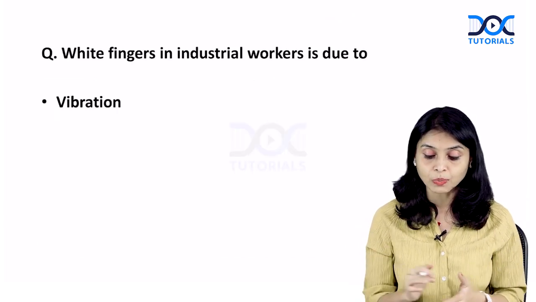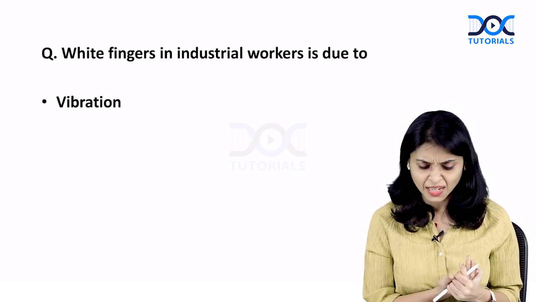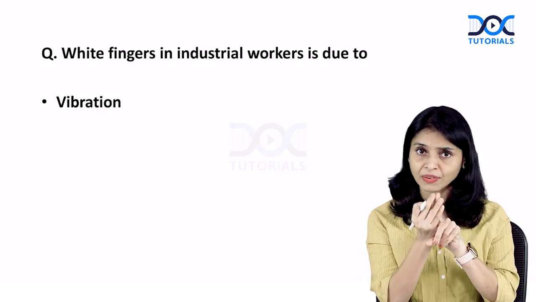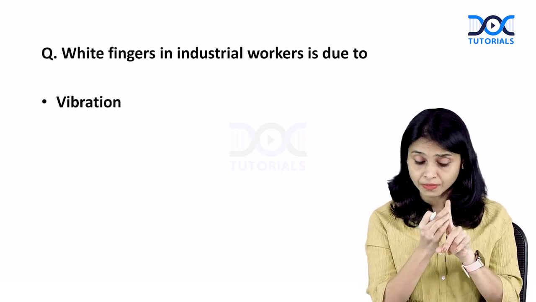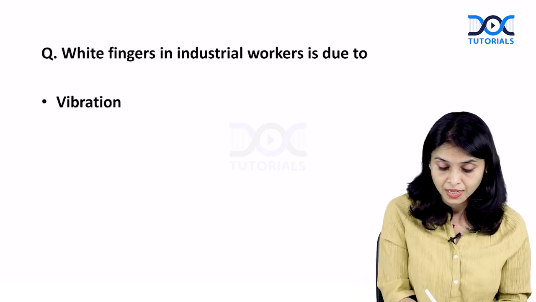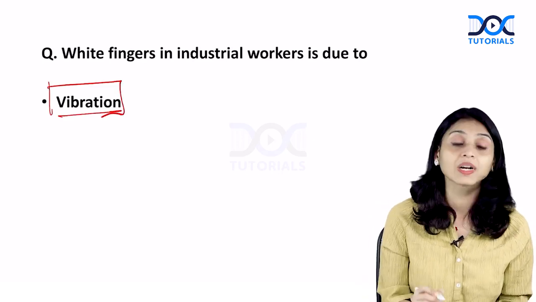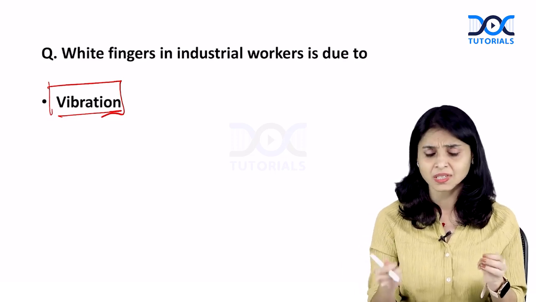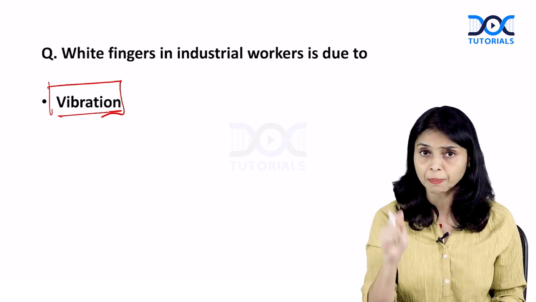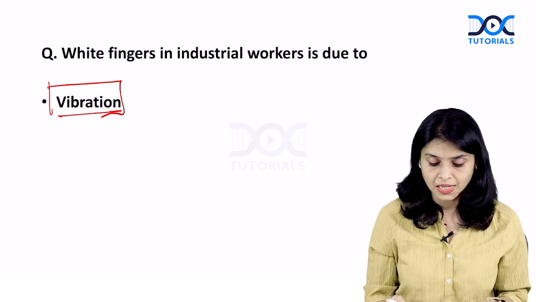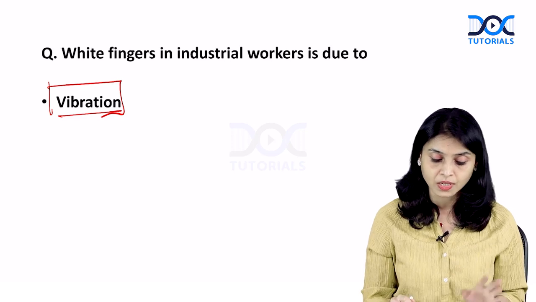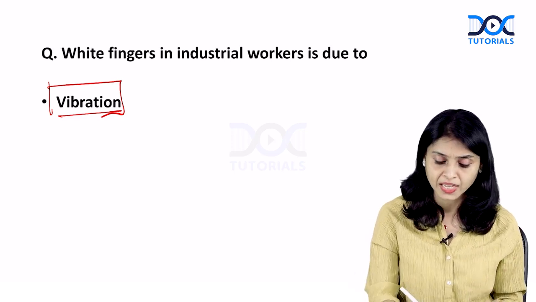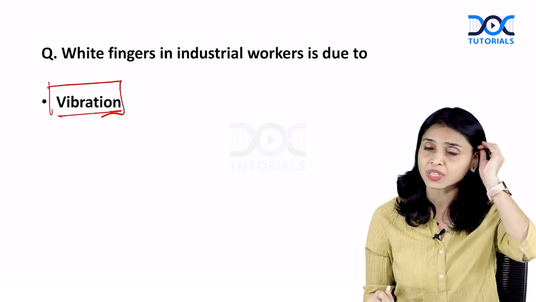White fingers in industrial worker is due to... I couldn't get all the other options, but white finger means repeated vibration. It is because of vibration. In automobile workers and those people who use hammer, you see this. So white fingers in industrial workers is because of vibration. I really couldn't get other options. Anyway, the answer, vibration, was there in the option and this is the answer.